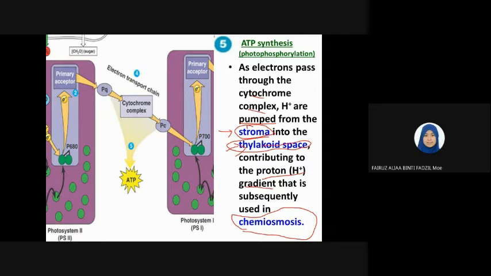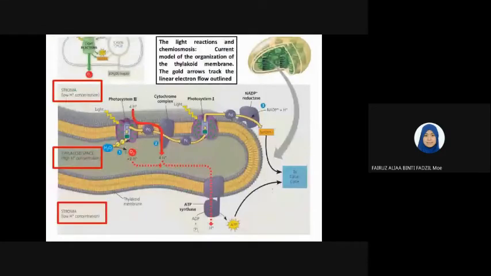So these protons will flow back, but they will flow through an ATP synthase enzyme, isn't it? When the protons flow through this ATP synthase enzyme, the ATP synthase will use the energy to power ATP synthesis. That energy will be used to phosphorylate ADP into ATP. All right, so this is the overall thing you see here.